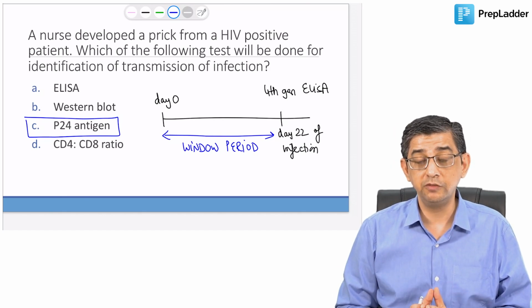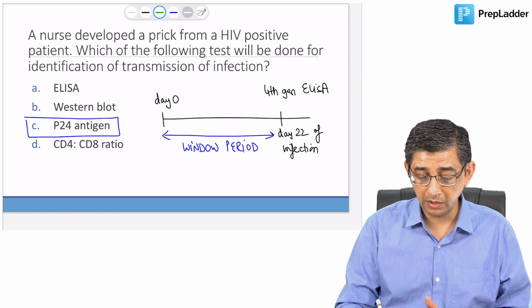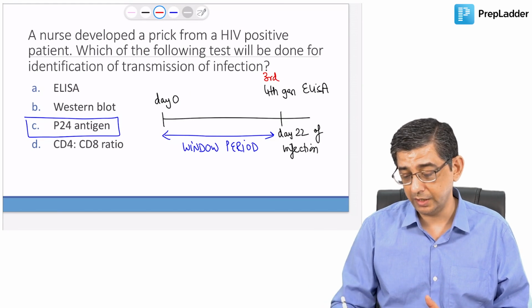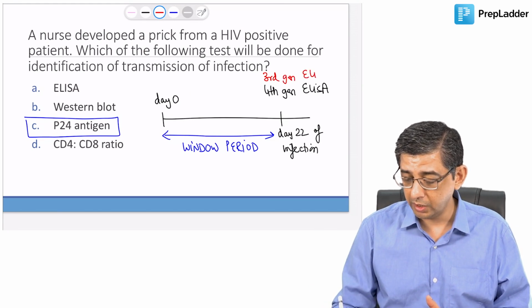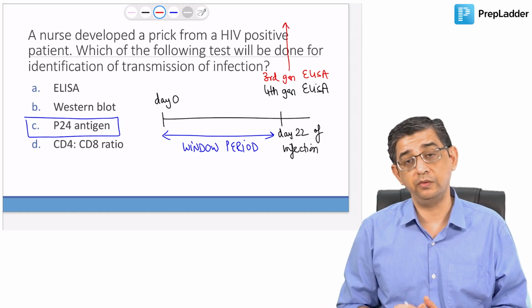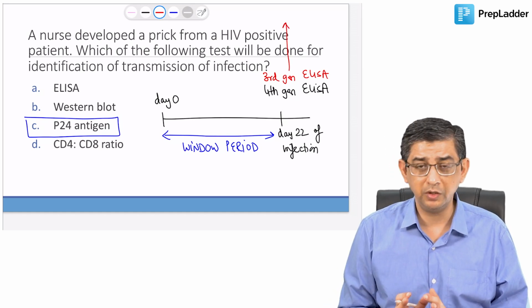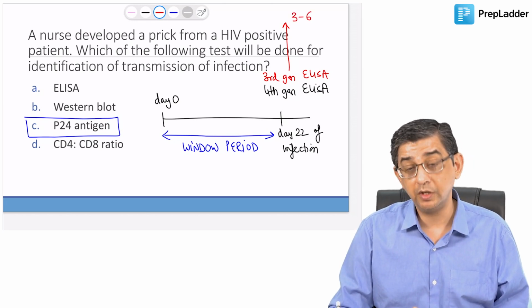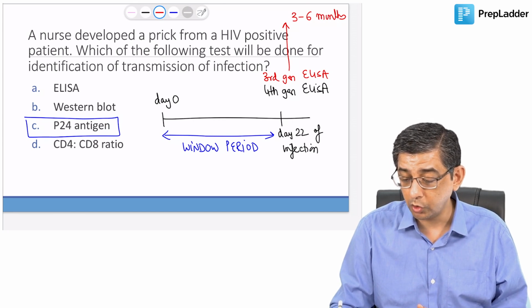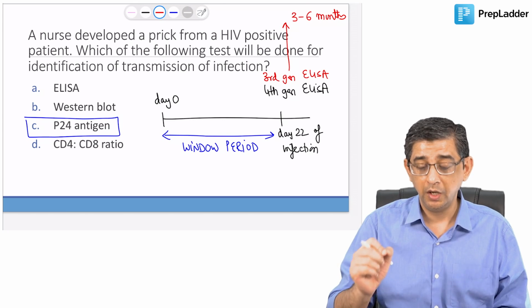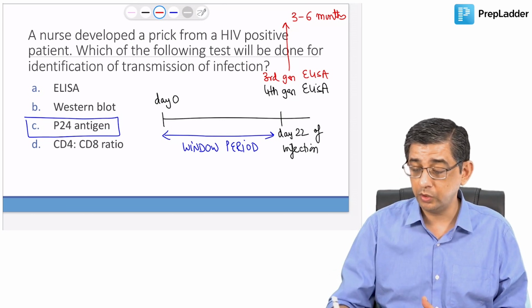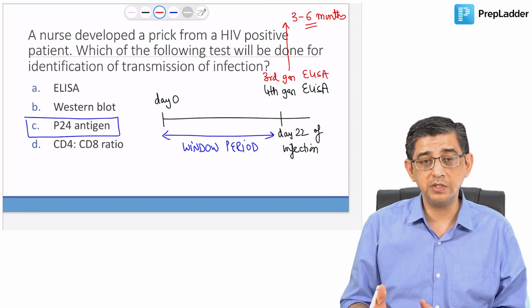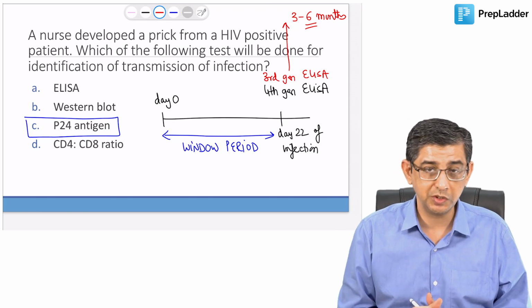The third generation ELISA will take 3 to 6 months. I repeat the statement once again. The fourth generation ELISA can pick up the infection as early as the 22nd day of infection. The older ELISA, which is often used in Indian laboratories, has a lesser sensitivity, in the range of 98 to 99%. The third generation ELISA usually turns positive after 3 to 6, sometimes even months, not even weeks. So imagine the trauma in the mind of this nurse, this doctor, if you say, we'll tell you after 6 months whether you got the infection. I want a spot diagnosis. So it's either a PCR or a P24 antigen. The correct answer to this question is option number C.